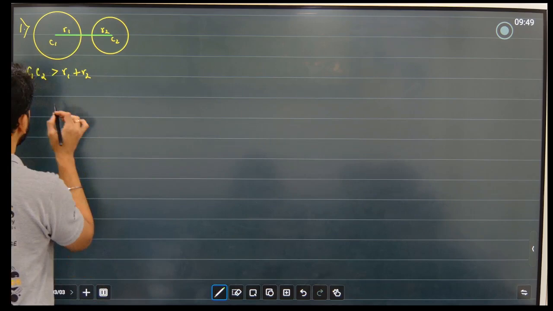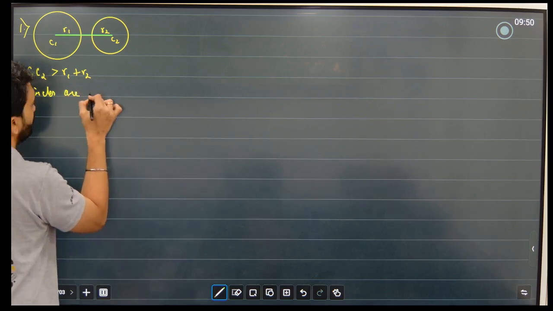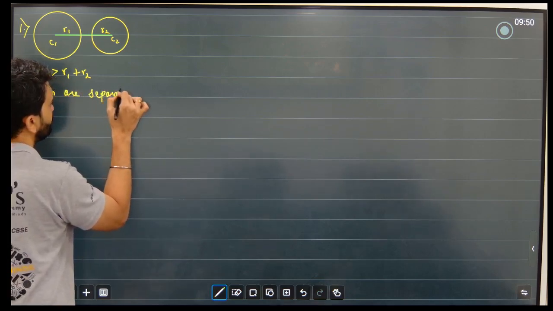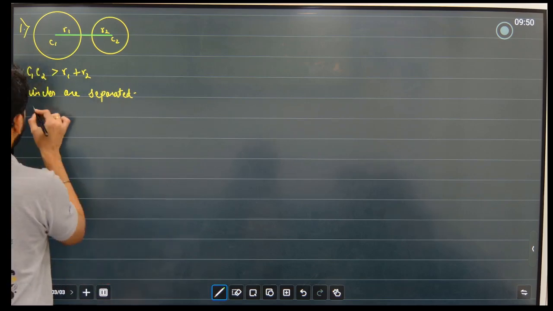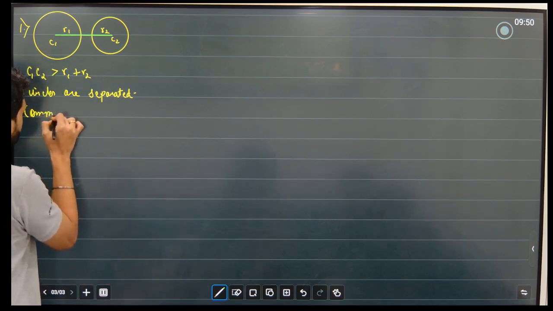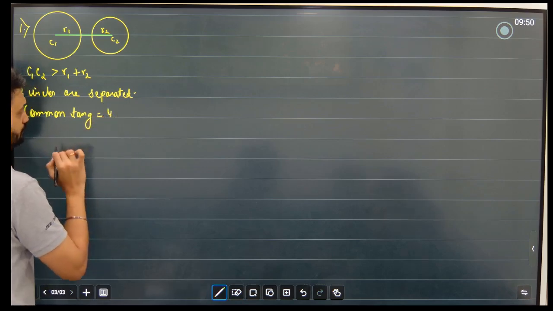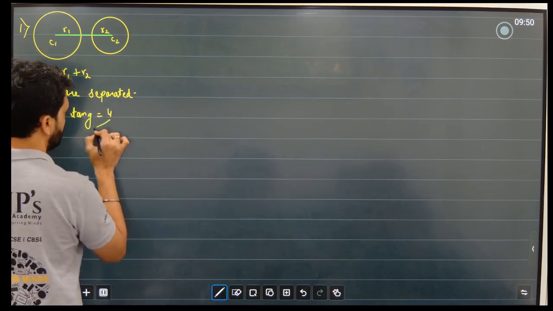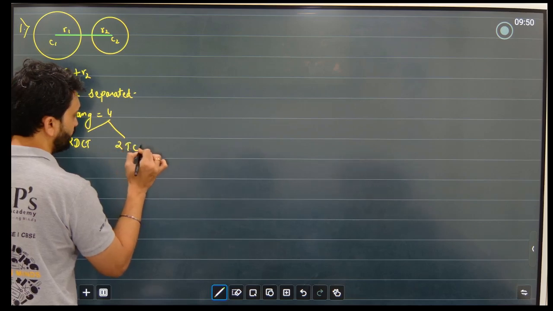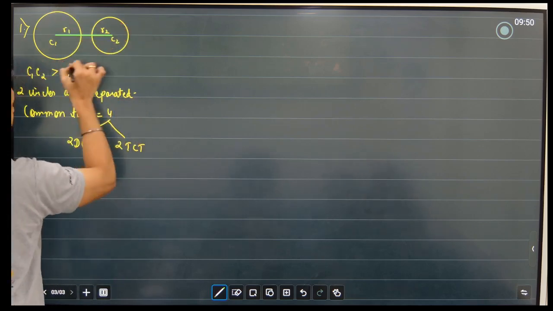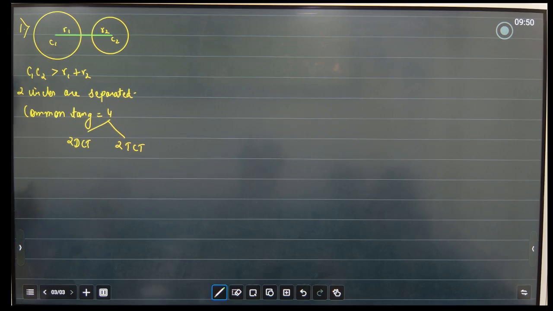This means that the two circles are separated. Therefore, the number of common tangents is equal to 4. Out of these 4 common tangents, see, there will be 2 direct common tangents and 2 transverse common tangents. See this, I can make 2 direct common tangents, and if we take them through the middle, I can make 2 transverse common tangents. Did you guys understand this?